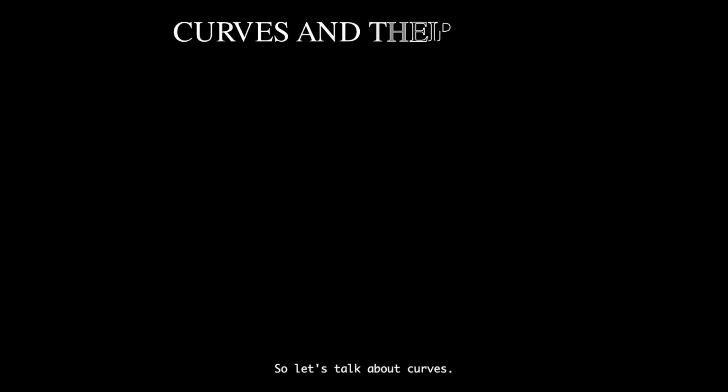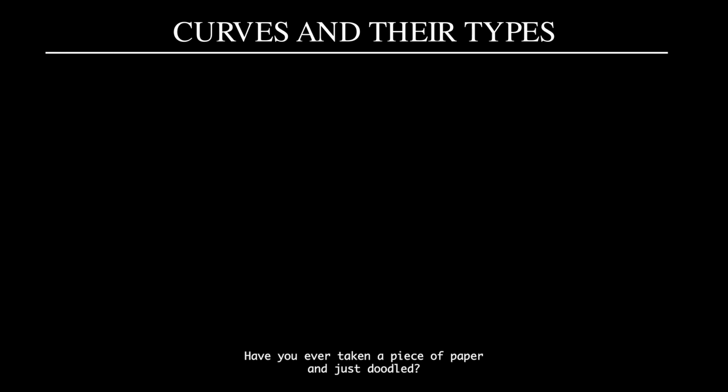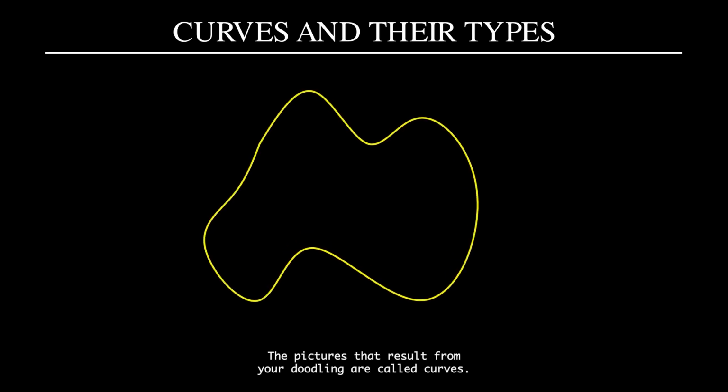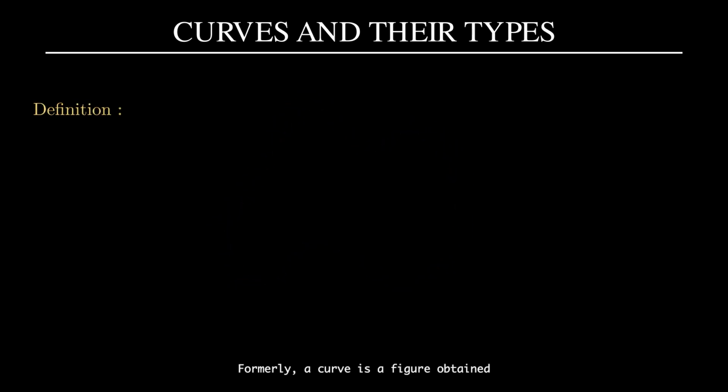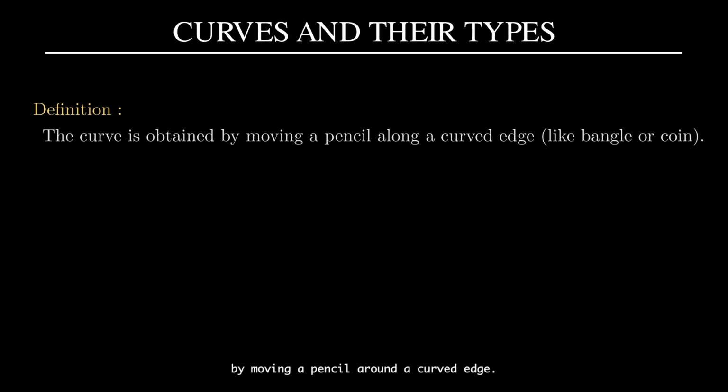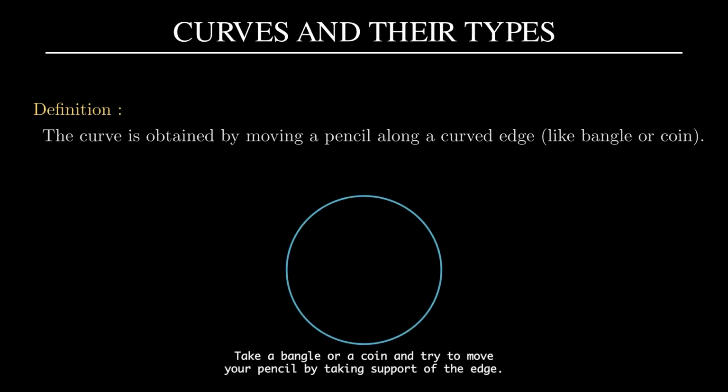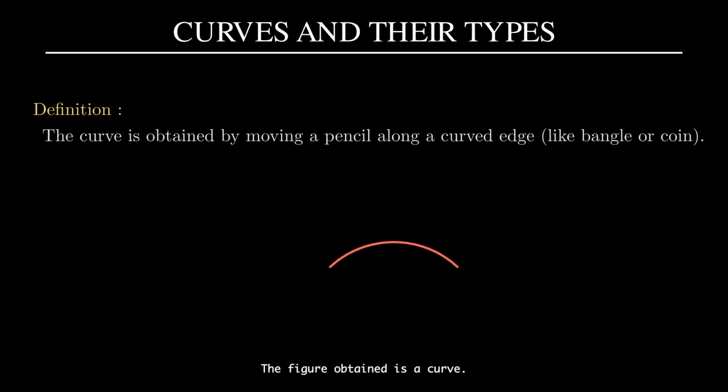So, let's talk about curves. Have you ever taken a piece of paper and just doodled? The pictures that result from your doodling are called curves. Formally, a curve is a figure obtained by moving a pencil around a curved edge. Take a bangle or a coin and try to move your pencil by taking support of the edge. The figure obtained is a curve.